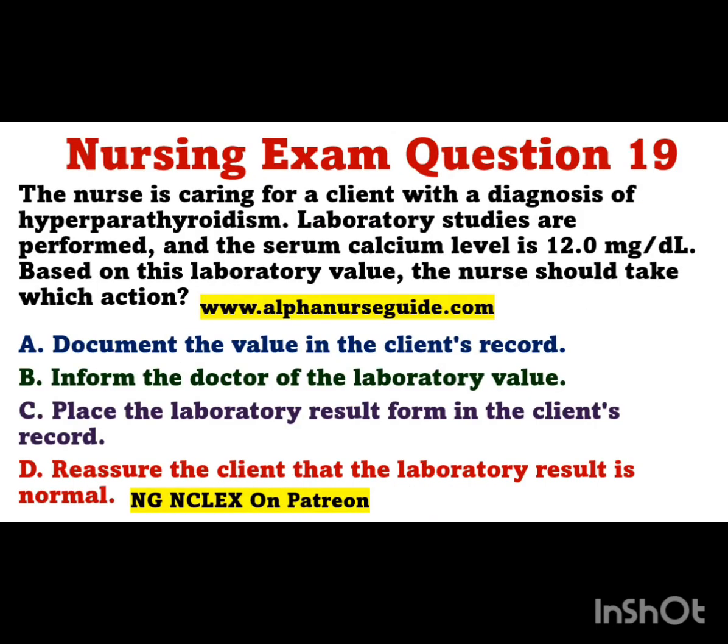The nurse is caring for a client with a diagnosis of hyperparathyroidism. Laboratory studies are performed, and the serum calcium level is 12.0 mg per deciliter. Based on this laboratory value, the nurse should take which action? A. Document the value in the client's record. B. Inform the doctor of the laboratory value.